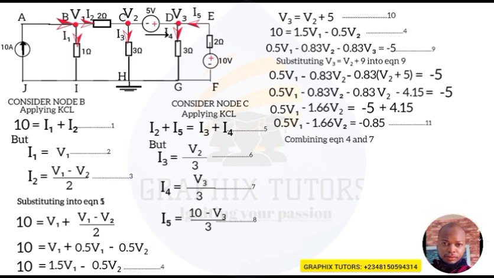So combining equation 4 and 11 now, since they are now conforming, from equation 4, I have 10 equals 1.5 V1 minus 0.5 V2. That's my equation 4. From equation 11, I have minus 0.85 equals 0.5 V1 minus 1.66 V2. That is my equation 11. Now we are going to solve this simultaneously using the elimination method. And you know one of the rules of the elimination method, you need to make the coefficient of either variable, V1 or V2, the same.